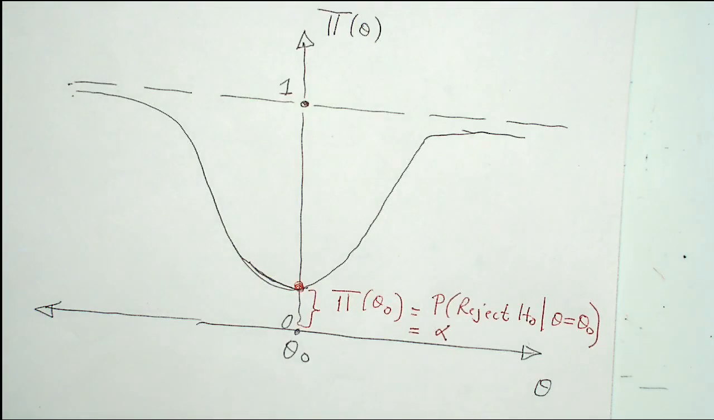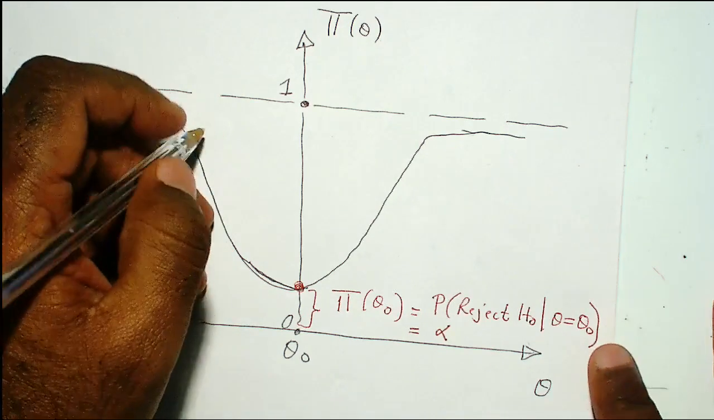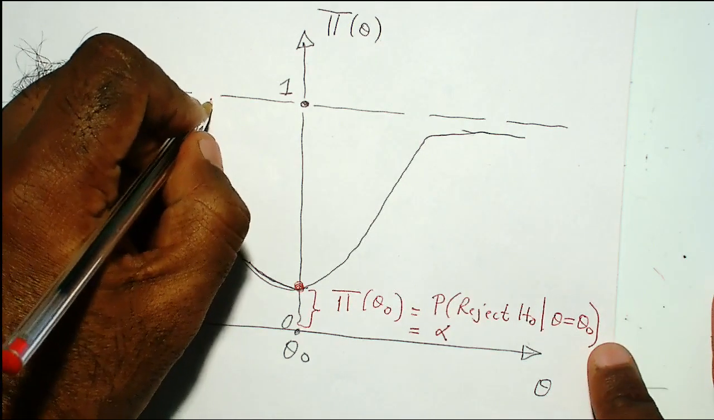Now, we also want beta. We also want beta as small as possible. Beta is the probability of type 2 error, which I'll come to in a minute, guys. Now, let me explain.